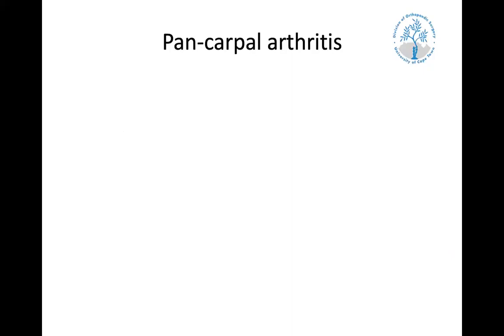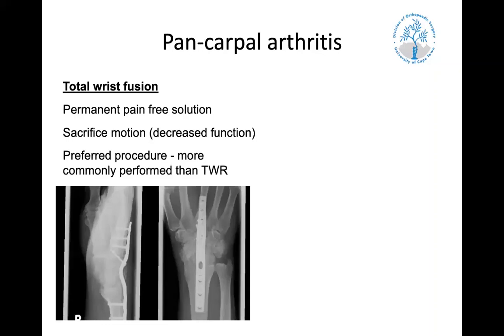So once you've got pan-carpal arthritis involving the midcarpal joint and the radiocarpal joint, then there's no limited wrist fusion option available. So then you look here at either a total wrist fusion or a total wrist replacement. So the fusion has been around for many years. It's the most favored procedure for this problem. It offers a permanent pain-free solution, but it does sacrifice motion, obviously. So it does result in slightly decreased function. But it is a preferred procedure and definitely more done around the world than the total wrist replacement, probably because people don't have the skill or don't know how to do the total wrist, or it's not available.